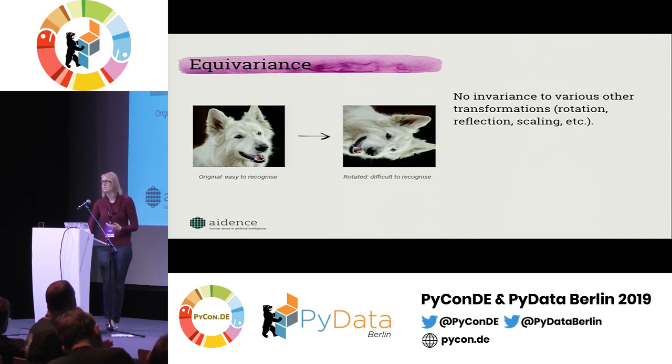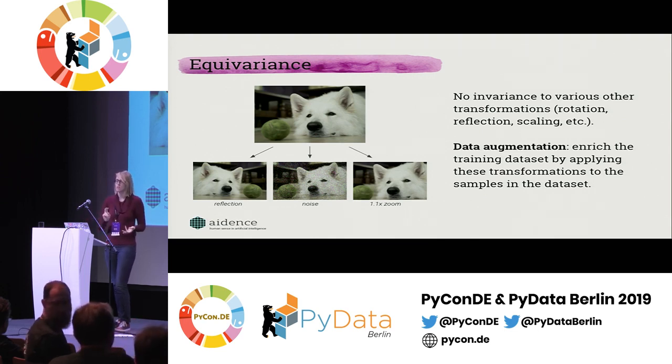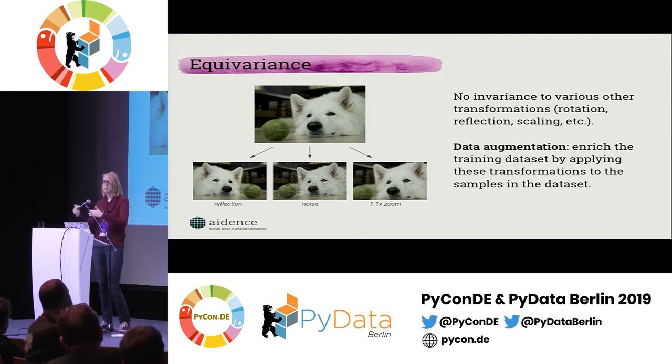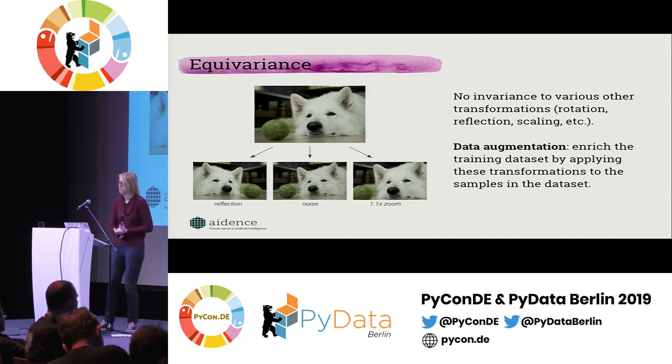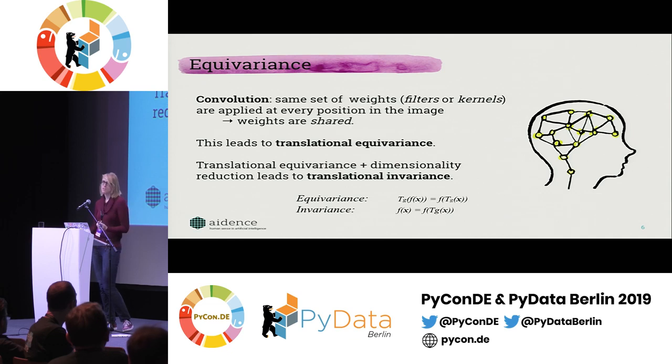And the way we deal with this right now is normally data augmentation. We have one image in the training data set, so like the upper image, and we create various forms of that image, transformed forms of that image, reflected, rotated, we add noise, we scale it, and we add these to the training data set, and we basically train on these as well. We say these are examples of dogs as well. But what's interesting is we don't need to do this for translation, which is also a type of transformation. So why do we need to do this for rotation and reflection, but we don't need to do this for translation? The reason for this is specifically the way that the convolution operator works.